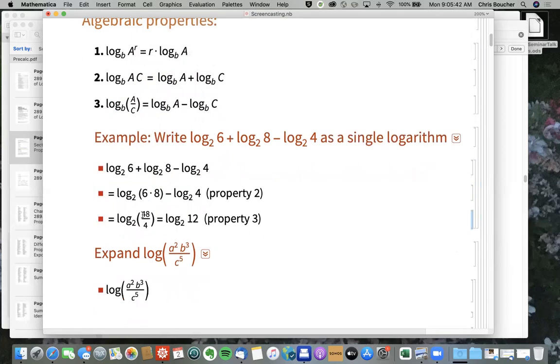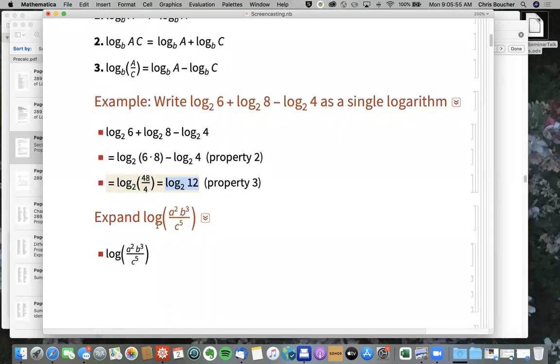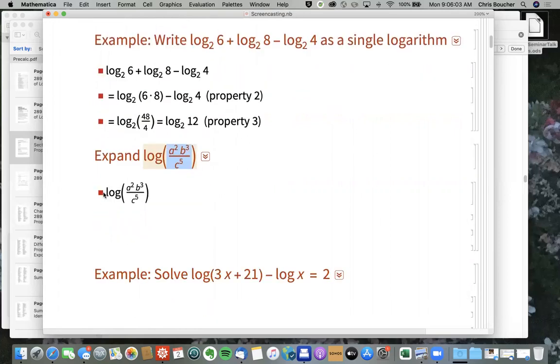6 times 8 is 48. So I just get log 48 divided by 4, which simplifies to log 12, right? So I'm able to take a long, complicated expression and rewrite it as a simpler expression, which is sometimes useful. We can also take the log of a messy expression and expand it in terms of simpler logarithms, right? So if I start here with a repeat of that expression, again, there's no equal sign here. So this is an expression that we're manipulating, not an equation that we're solving.